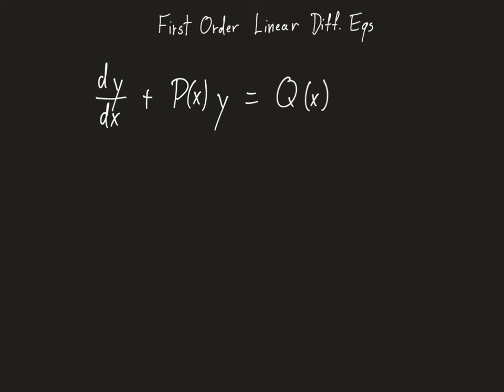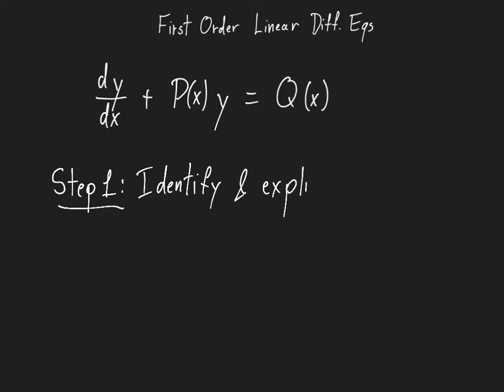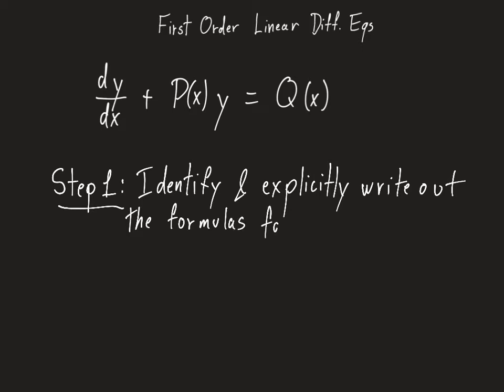Well, as I've gone over in lecture, but to quickly reiterate here, there are a couple steps that we need to follow. The first step, step 1, you can think of as a preliminary step, is identify and explicitly write out the formulas for p of x and q of x.